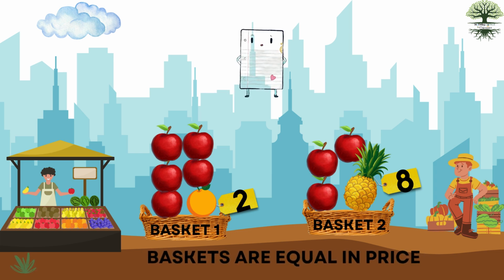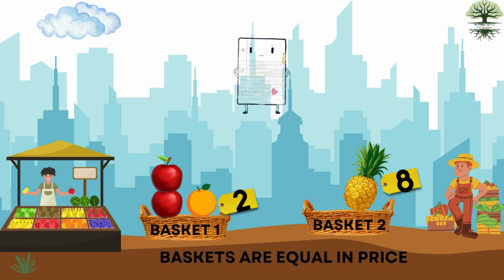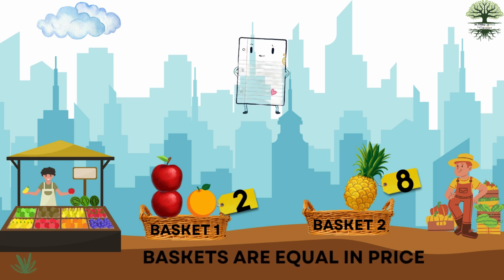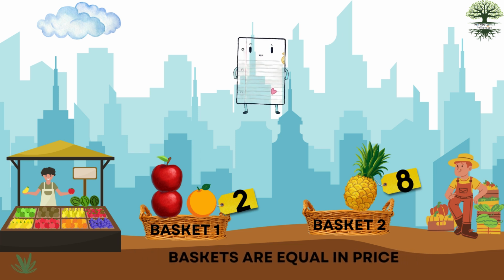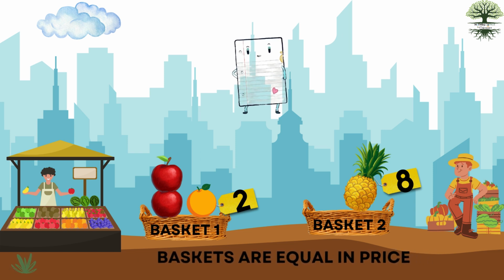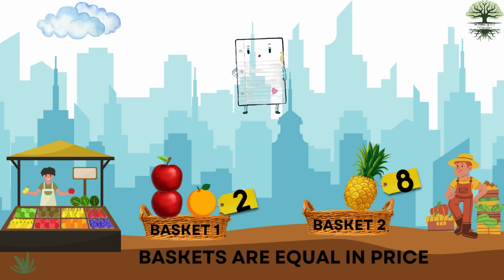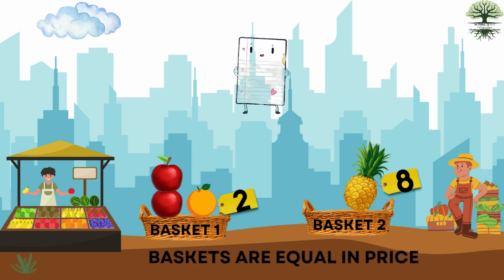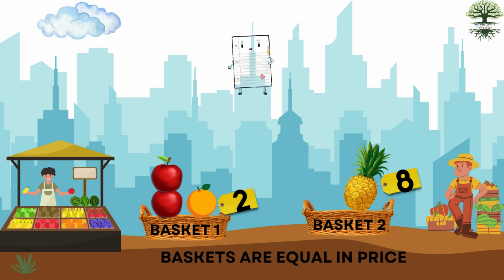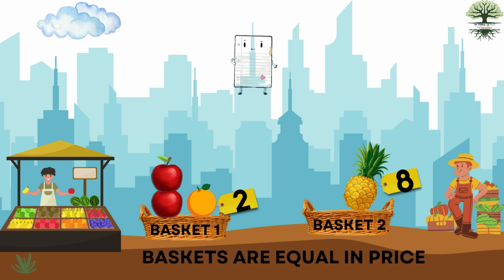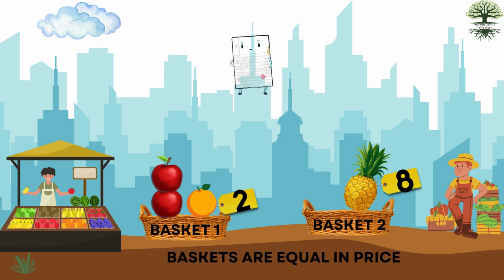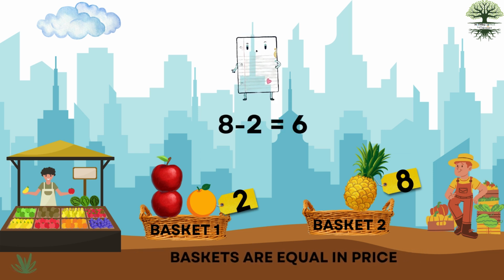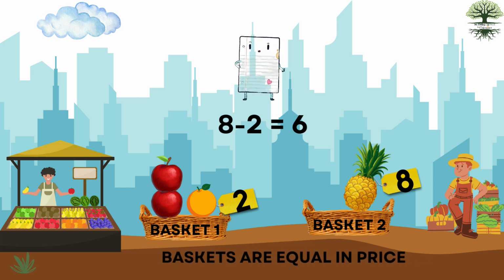Let's figure it out together. Since the baskets are equal in price, we can remove 3 apples from both baskets. That simplifies the comparison too. On one side, 2 apples plus 1 orange. On the other side, 1 pineapple. We already know the orange costs 2 units and the pineapple costs 8 units. If the price of 2 apples plus 1 orange is 8 units and the orange costs 2 units, we can subtract the orange's price. 8 minus 2 equals 6, so 2 apples cost 6 units.